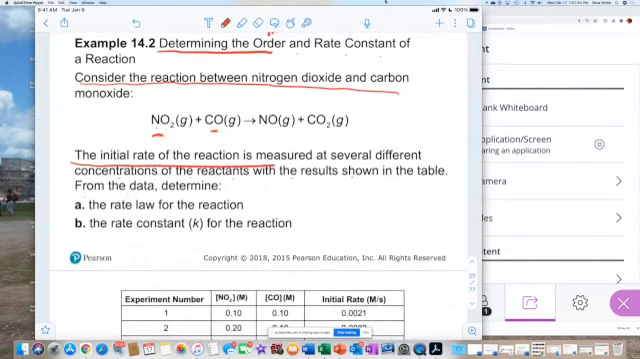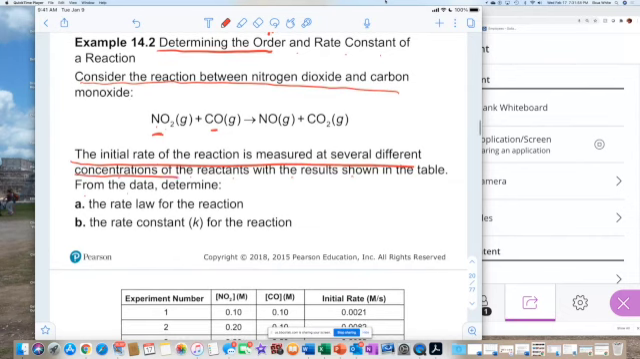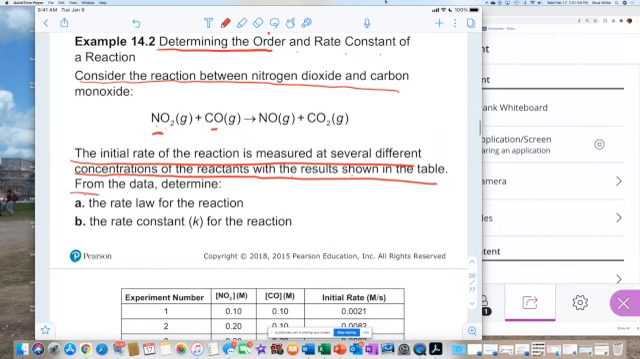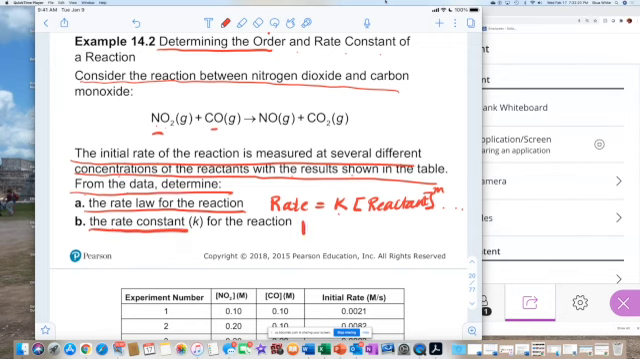So the initial rate of the reaction is measured at several different concentrations of the reactants, with the results shown in the table. From the data, determine the rate law for the reaction. Remember, the rate law has the format rate equals K, open parentheses, reactant, raised to the power M. Repeat this for all the reactants you have. And then after we do all that, they ask for the rate constant. Oh, solve for this K. What is K equal to? Okay, I can do that.